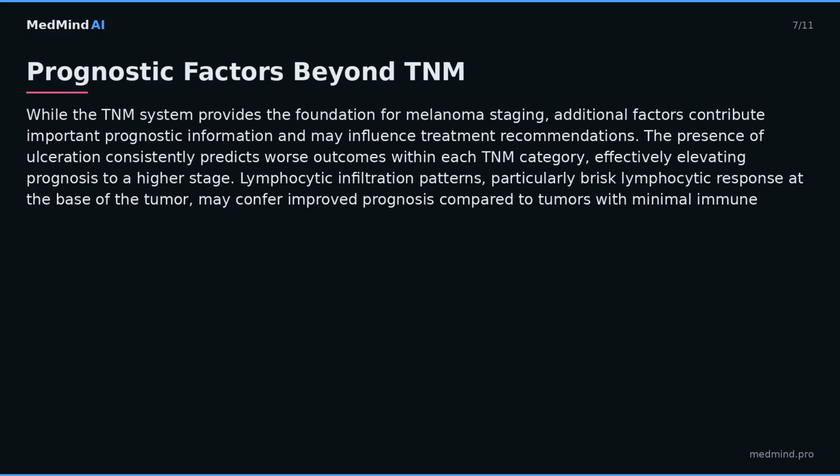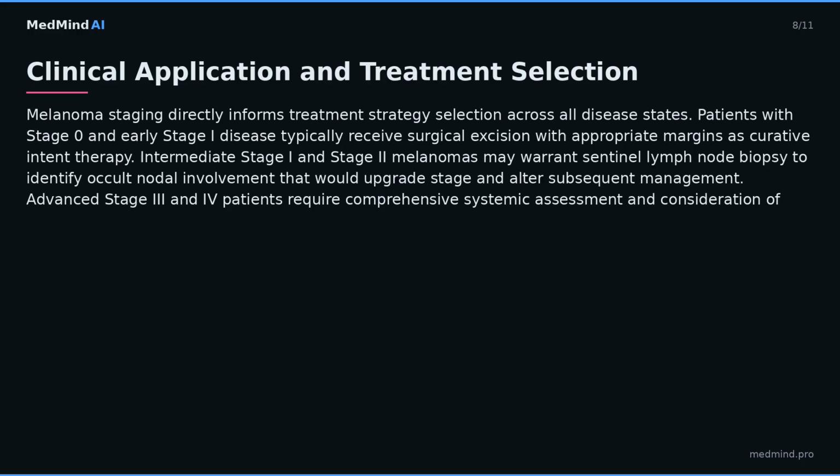Lymphocytic infiltration patterns, particularly brisk lymphocytic response at the base of the tumor, may confer improved prognosis compared to tumors with minimal immune infiltration. Genetic testing for BRAF V600 mutations and other molecular alterations increasingly guides treatment selection for advanced melanomas, though these markers also provide prognostic insights. Patient factors including age, performance status, and the presence of comorbid conditions complement TNM staging in determining overall management approach and expected outcomes. Clinical application and treatment selection.